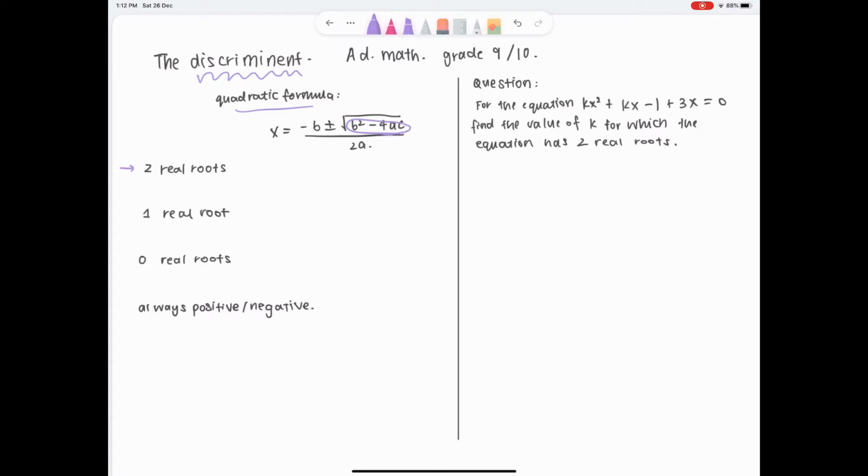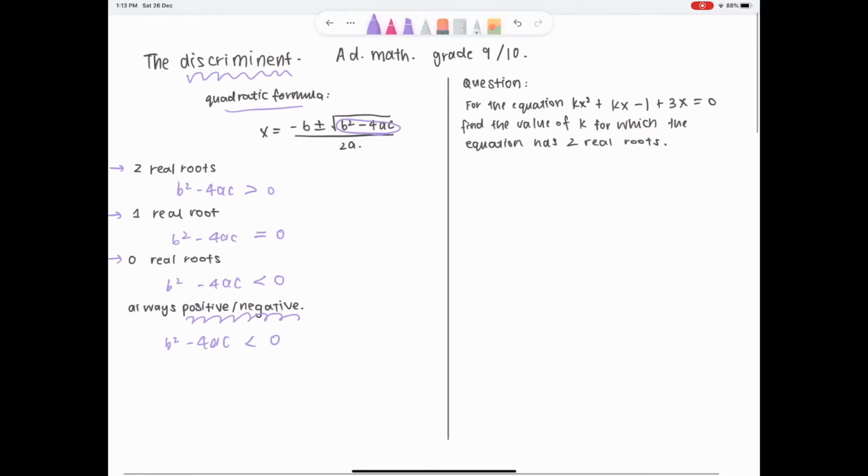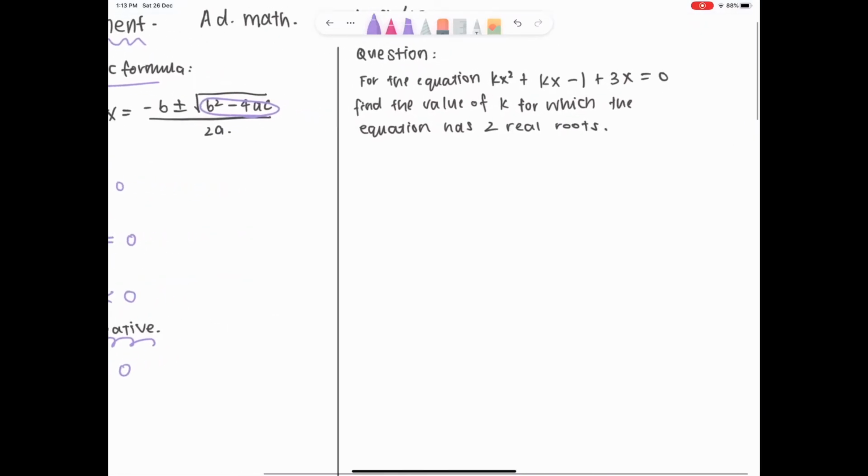or zero real roots. If it has two real roots, that means b squared minus 4ac will always be greater than 0. If it has one real root, b squared minus 4ac will be equal to 0. And if it has zero real roots, b squared minus 4ac will be less than 0. However, sometimes they put some tricky little things. When they say the roots are always positive or always negative, b squared minus 4ac will also be less than 0. Now, to make this more clear, let's go through one question I have here on the right.